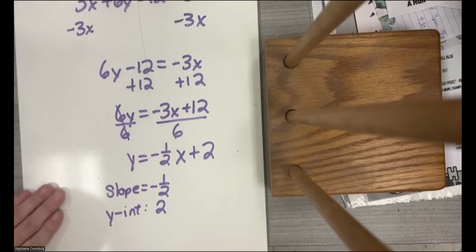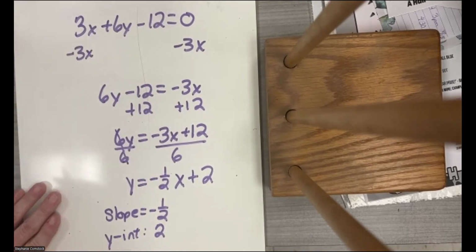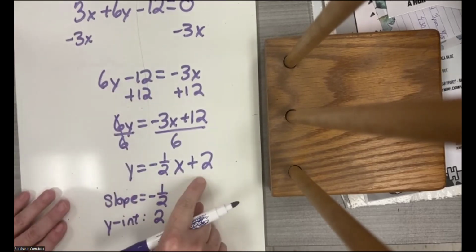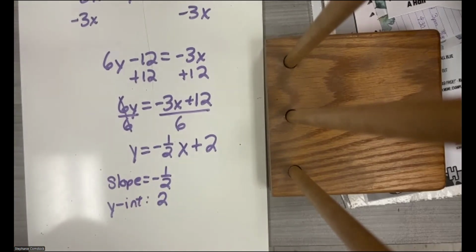So basically, we just manipulated and worked our equation from the general form, got it into our y equals mx plus b form, and then we're able to get our slope and our intercept from that. Okay.